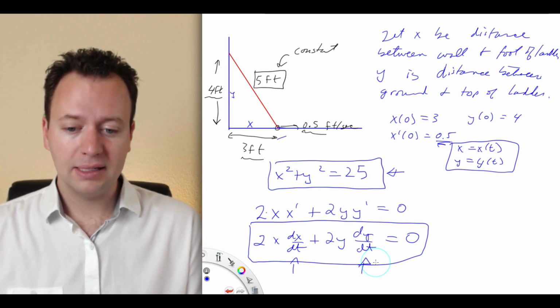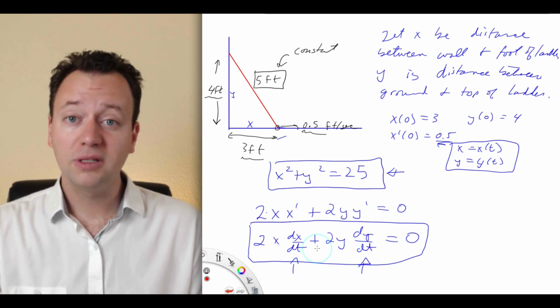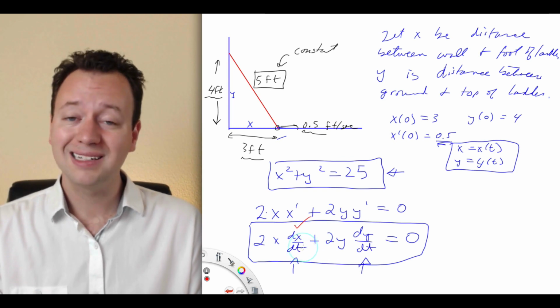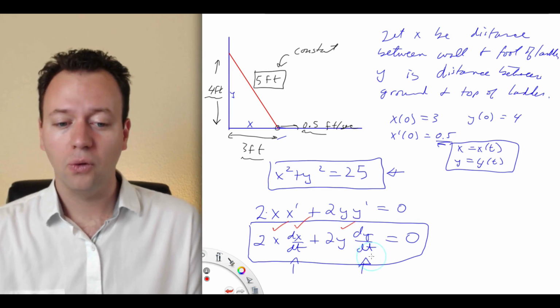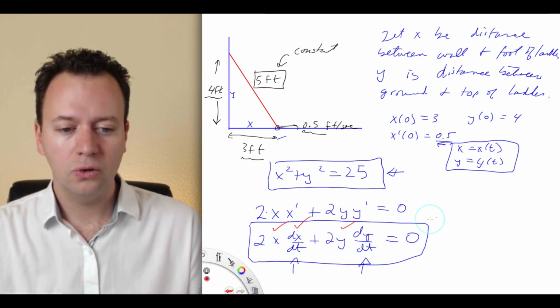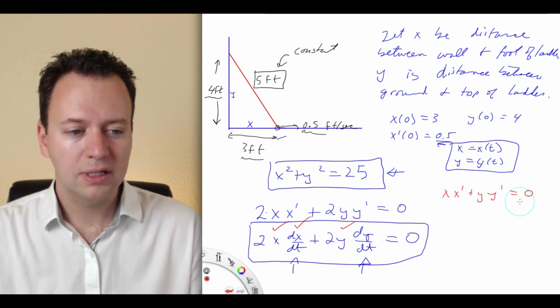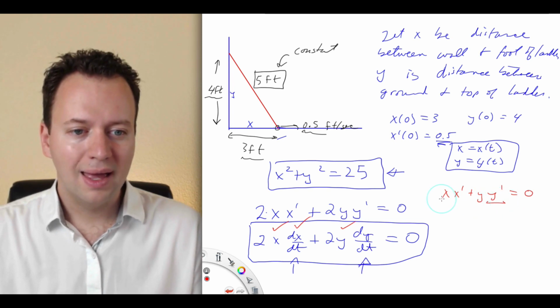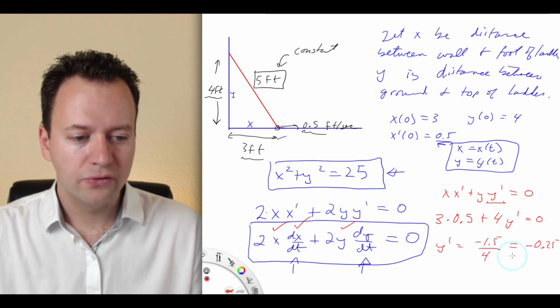We know dx/dt at this moment, and this equation holds at all moments in time. So at this particular moment we know the current value of dx/dt, we know the current value of x, and we know the current value of y, so we can use this to solve for dy/dt. There's also a common factor of 2, which we can divide out. So we basically get x x prime plus y y prime equals 0. We're looking for y prime. x was 3, x prime was 0.5, and then plus 4 times y prime is equal to 0. So y prime is equal to negative 1.5 over 4, negative 0.25, right?